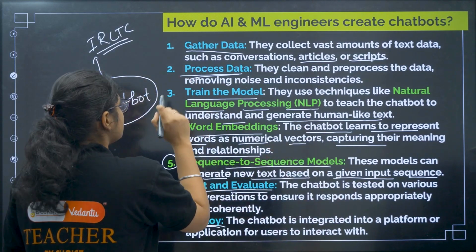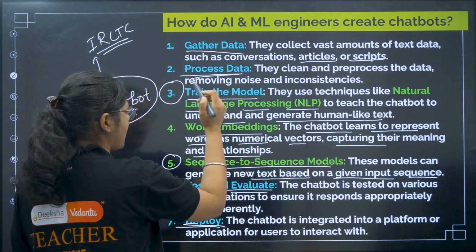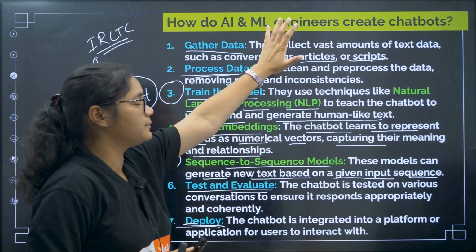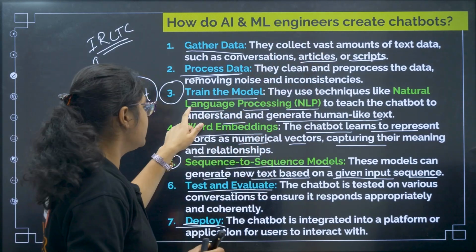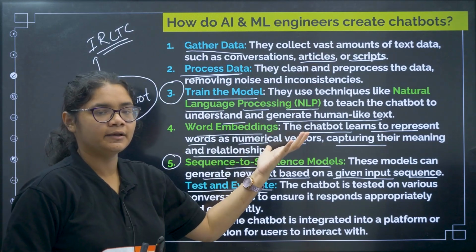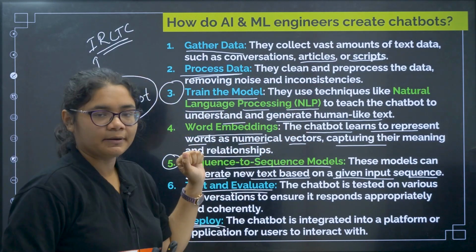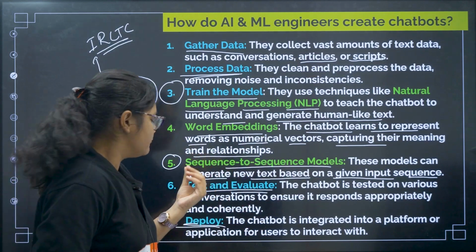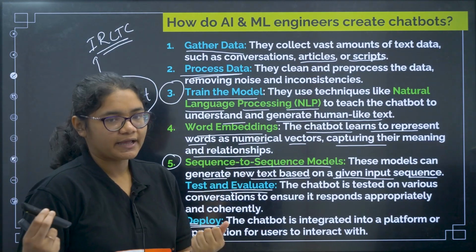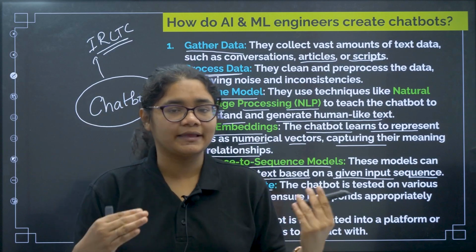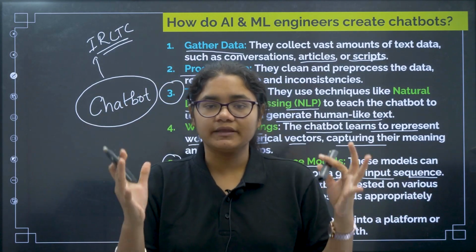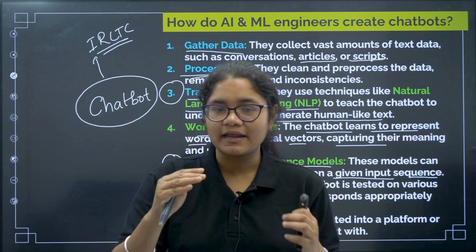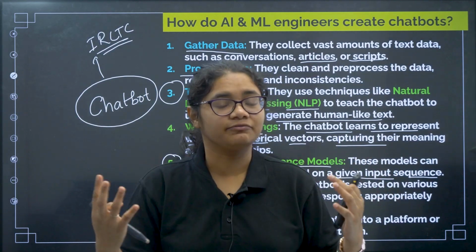Here, this training part can be done by, suppose, an artificial intelligence and machine learning engineer who is specialized in NLP, has done a special course in NLP. That part will be done by that particular AI/ML engineer. For sequence to sequence models we need a different AI/ML engineer, for testing and evaluation we need a different one. So there are different sectors where AI/ML engineers can work together to create this chatbot. This was a small example to understand how exactly AI/ML works in different fields.